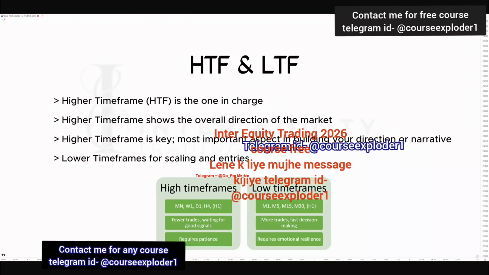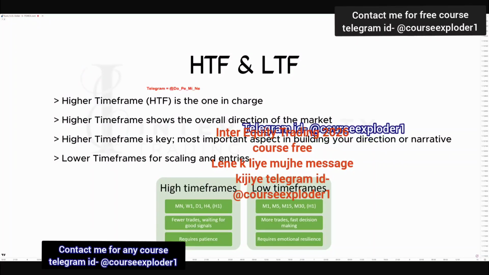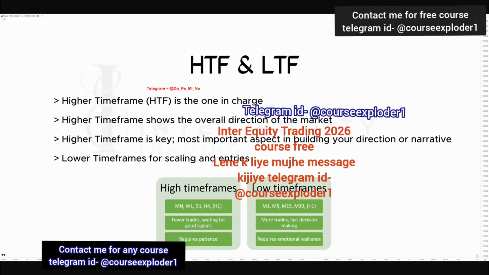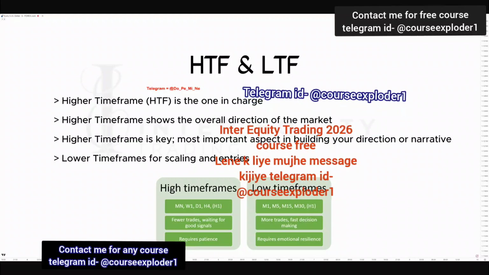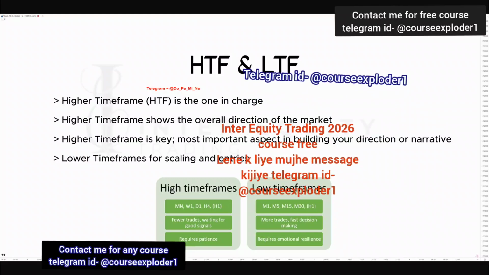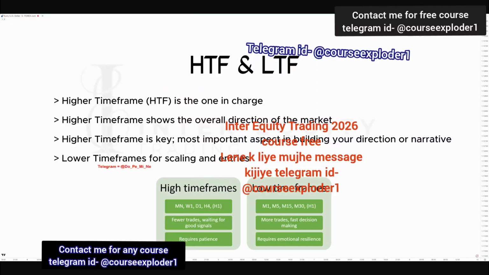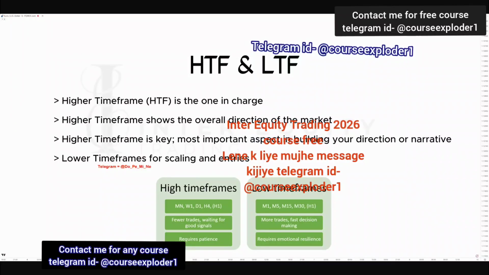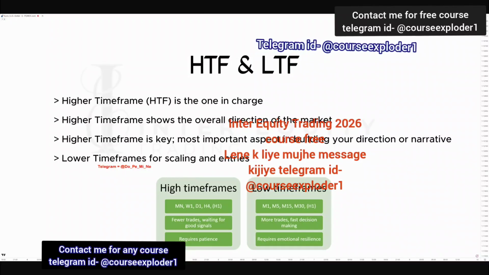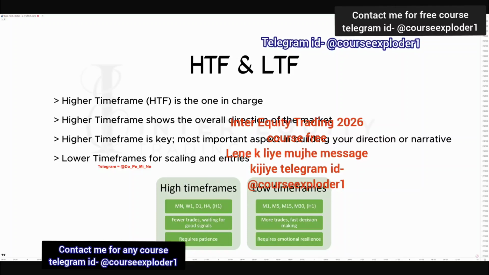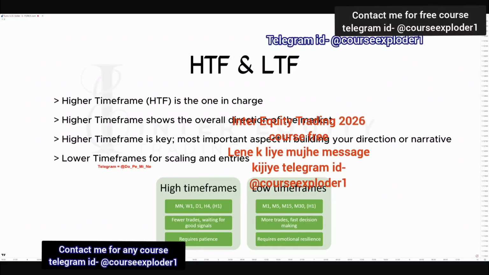Essentially, the higher time frame is the one in charge, telling you what to do and where it wants to go. So let's say you're on the 1 hour time frame. No matter what the direction is telling you on that particular time frame, the higher time frame holds more weight, meaning you have to put more focus on what the higher time frame is telling you in terms of direction.